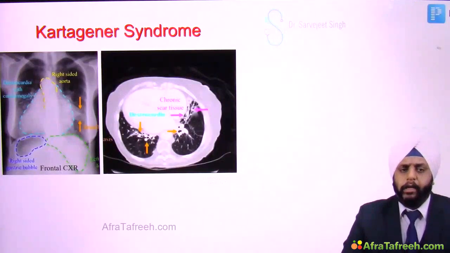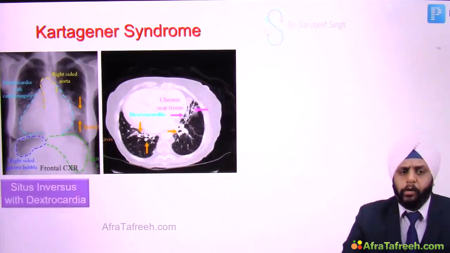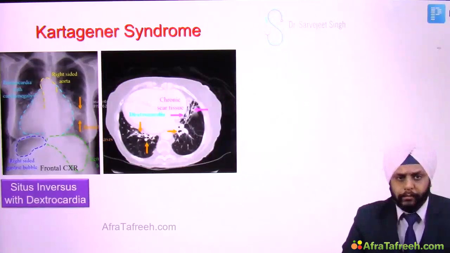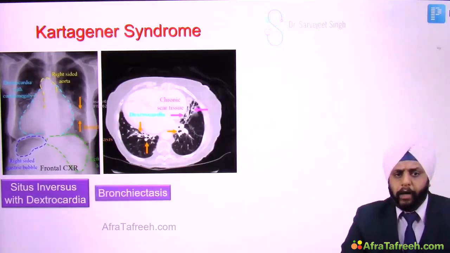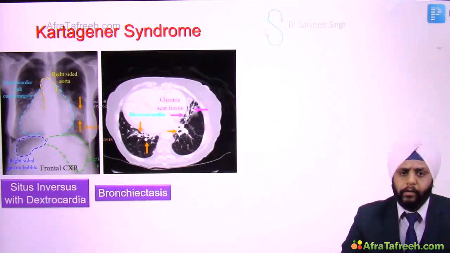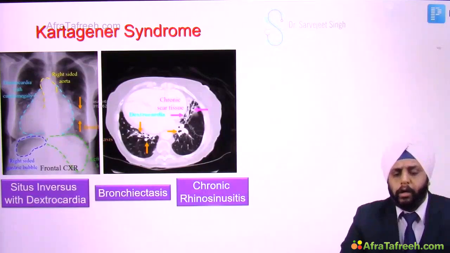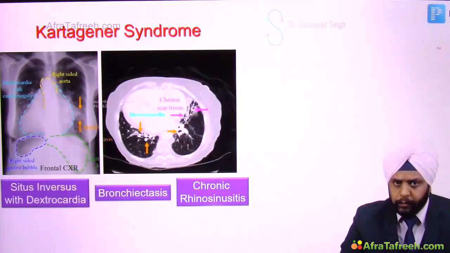Next, we have the Kartagener syndrome. Now, what is there in Kartagener syndrome? We have situs inversus. So the heart is on the right side, right? Okay. So situs inversus, dextrocardia, we have along with that bronchiectasis, and the patient has chronic rhinosinusitis, right?